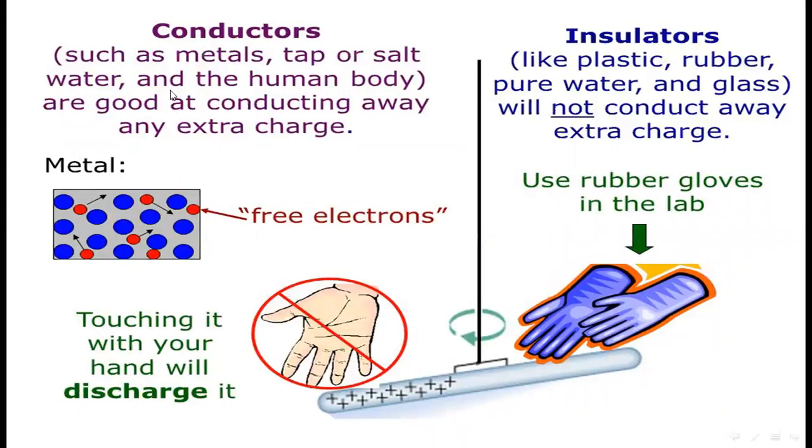Again, here you see the difference between conductor and insulator. Metal, taps, salt water, and the human body are good at conducting away any extra charges. See, touching it with your hand will discharge it. But insulators like plastic, rubber, pure water, and glass will not conduct away extra charge. Use rubber gloves in the lab. So that helps you to not pass electricity.